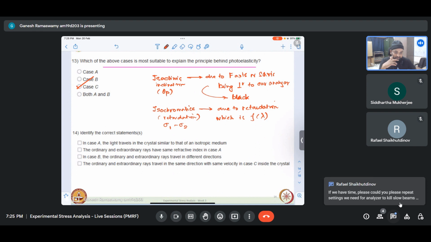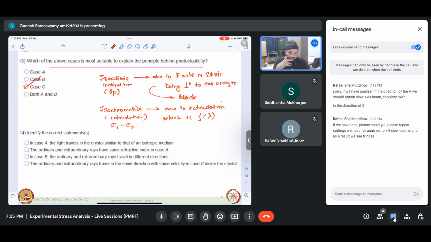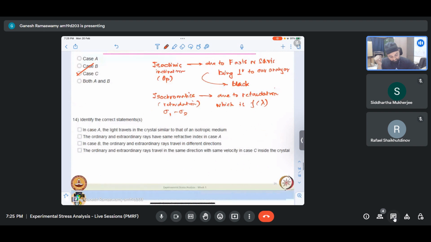Please could you explain repeat settings? Yeah, sure. Why not? I'll do that.